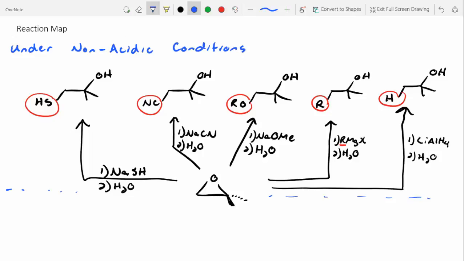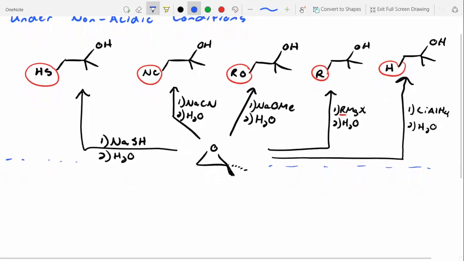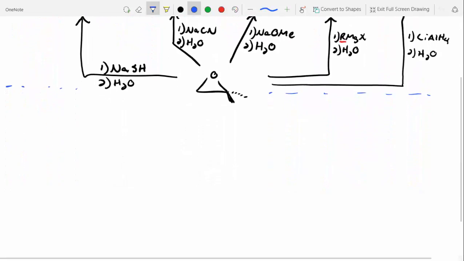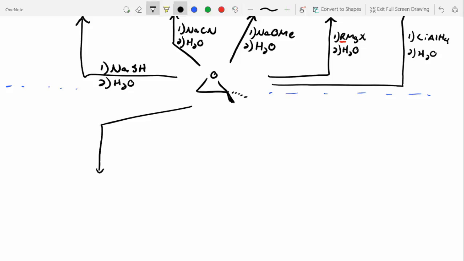And we can get completely new regiochemistry if we do this under acidic conditions. So let's do the same thing down below, but this time we're going to make a reaction map where we do this under acidic conditions. All right, so let's say I add just aqueous acid, H3O+. What will this give us?